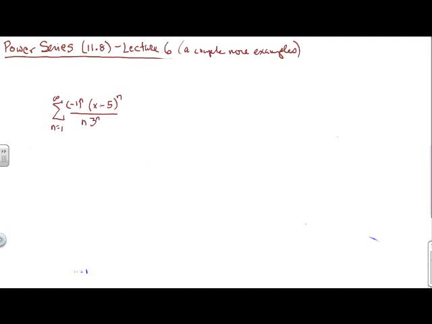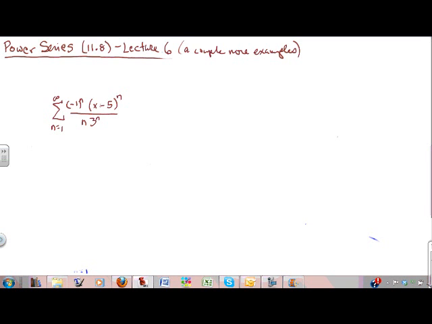Okay, so here we are, lecture 6 on power series, still in section 11.8. I wanted to just do a couple more examples, just to make sure we really have the right idea. We've got power series and we're looking for the radius and interval of convergence. So I've got a power series down here.